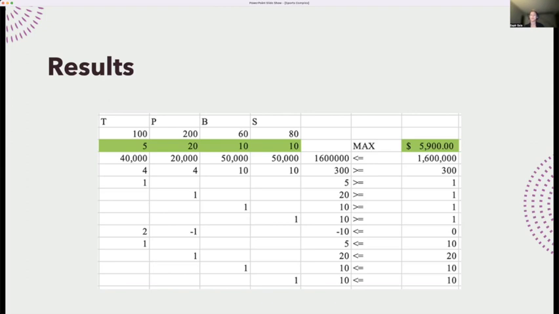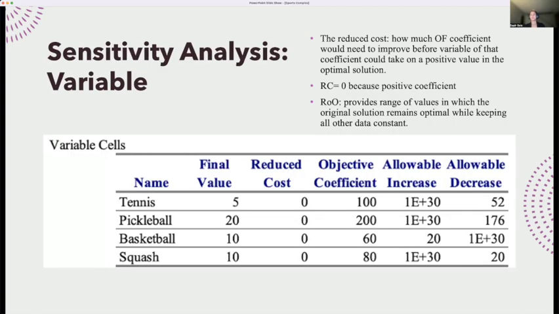So the optimal solution is 5 tennis courts, 20 pickleball courts, 10 basketball courts, and 10 squash courts. And with that combination of courts, we can expect a daily profit of $5,900. Whew, that is a lot of courts. Hopefully the investors have the space that they committed to having. But that is also a really, really nice return on investment.